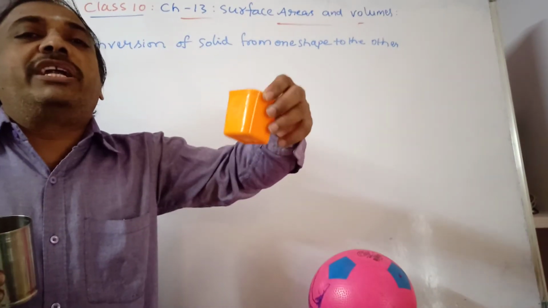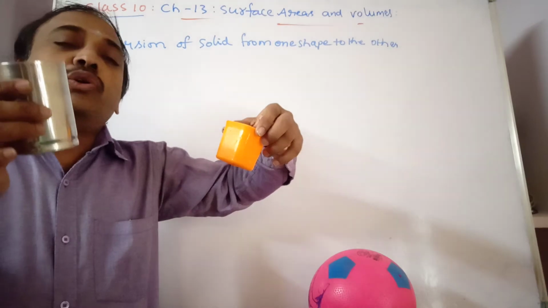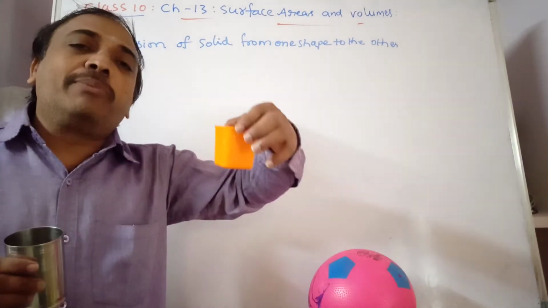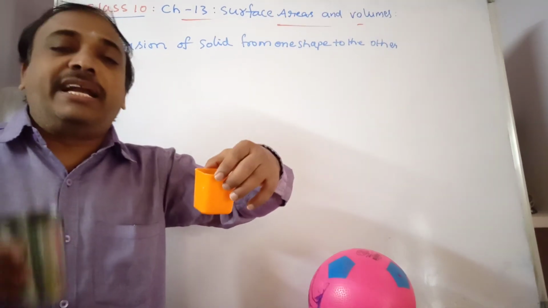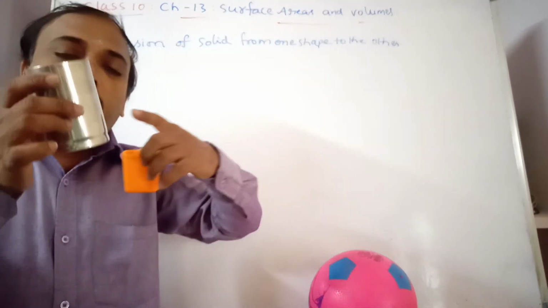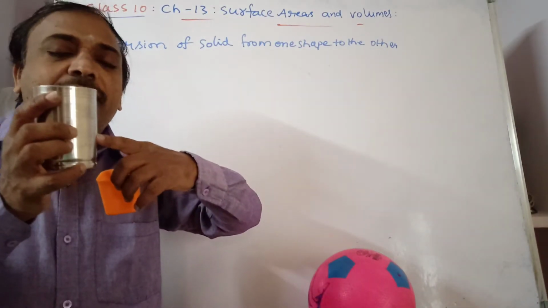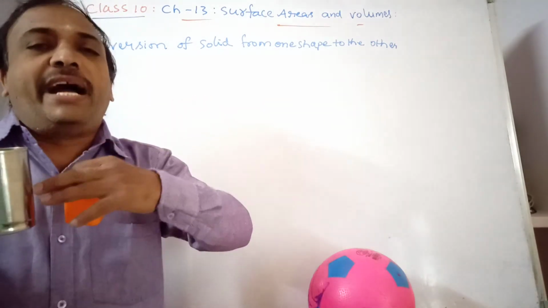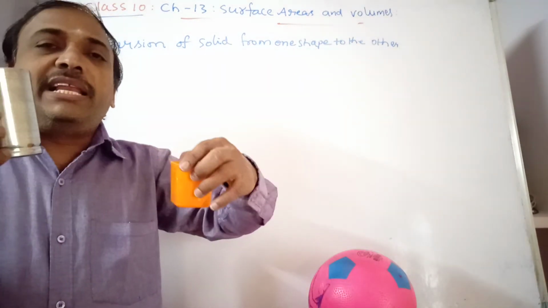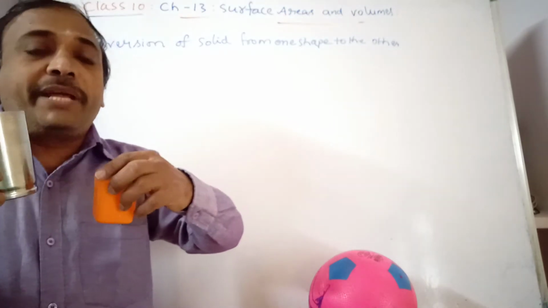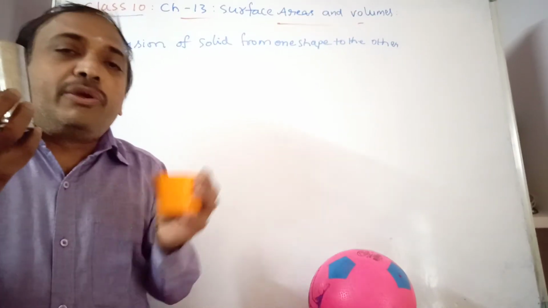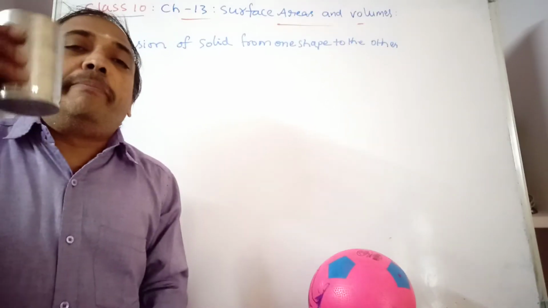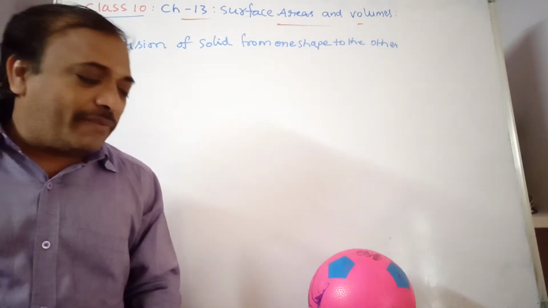How many cuboidal boxes are required to empty this glass? So the volume of this cylinder and the volume of one cuboid you will find out. Then if you divide, you will obtain how many cuboidal boxes are required to make it empty. This is one type of question.